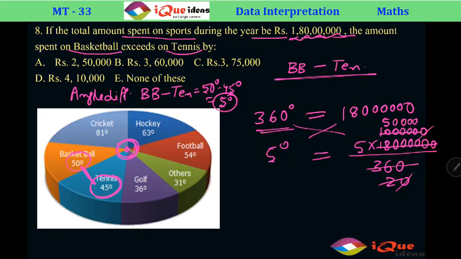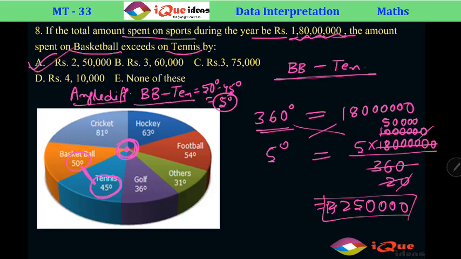So the final answer that we have is 50,000 into 5, that will be equal to 250,000. So the answer to this question is 250,000. That is the difference between basketball and tennis. Look at the options. I think the first option A is the correct answer.